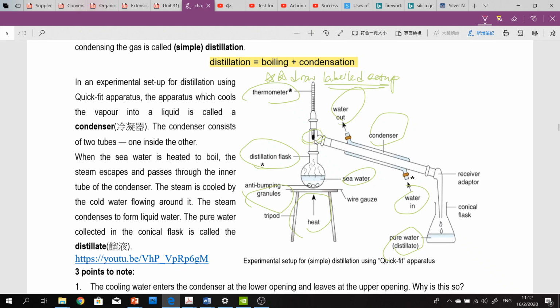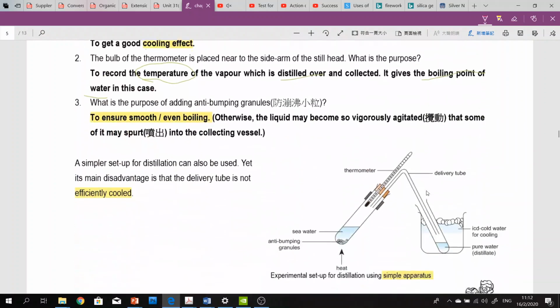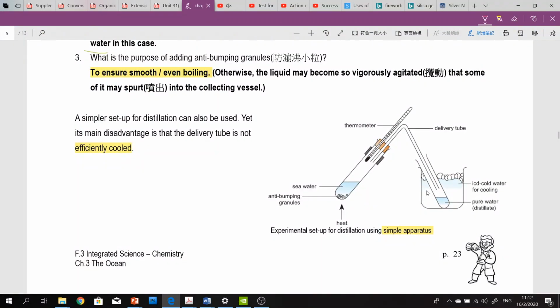Then the steam will pass through the cooler area, which is cooled by running water. We call it the condenser. So remember the direction of water in, water out, and later the tiny liquid drops will fall through here to form distillate, or distilled water. This is the quick fit apparatus, or you can use some simple apparatus, and that can also help.